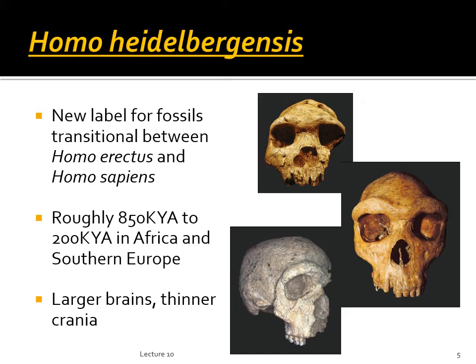That phase is between about 850,000 and 200,000 years ago in Africa and southern Europe. In these regions, during that period, erectus populations seem to have evolved into Homo heidelbergensis with larger brains, thinner crania, and a generally more modern appearance. It's important to note, though, that Homo heidelbergensis never lived in most of Asia. It's a specifically African and European species.